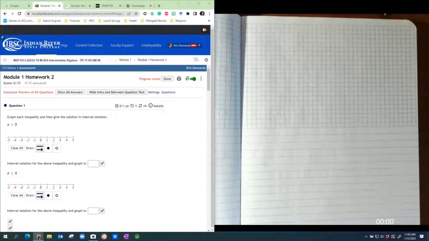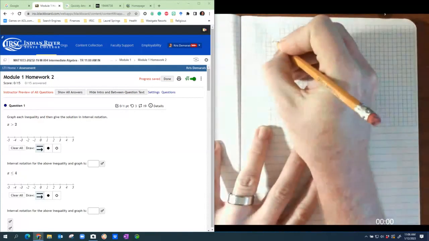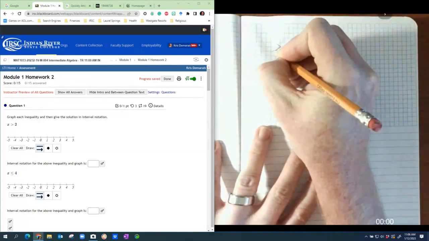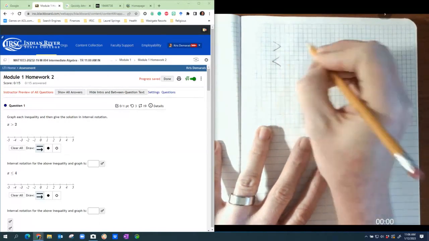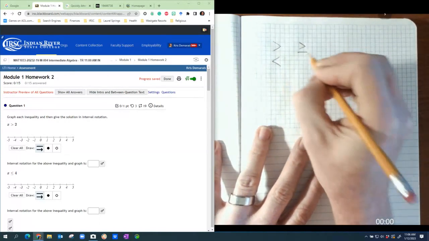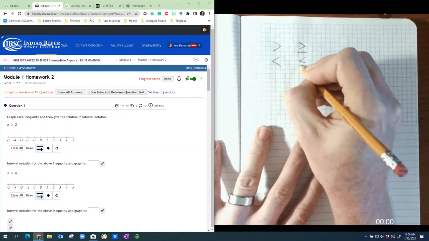All right, we're dealing with homework 2 of Module 1, and this is dealing with inequalities. So it's chapter 2, dealing with inequalities. And when we're dealing with inequalities, we really focus in on this concept of the greater than symbol, the less than symbol, and then the greater than or equal to symbol, and then the less than or equal to symbol.